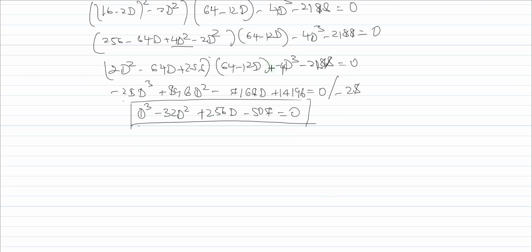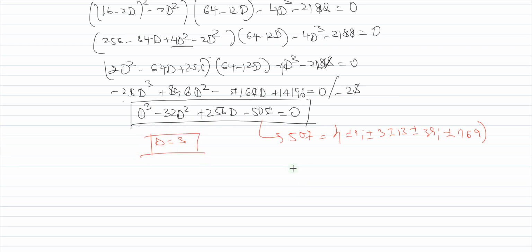So guys, the factors of this number here, 507, are plus or minus 1, plus or minus 3, plus or minus 13, plus or minus 39, and plus or minus 169. As I have already solved this, guys, I found that d equals 3 is a solution for this equation, right?